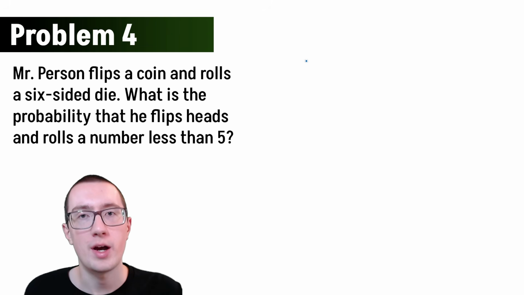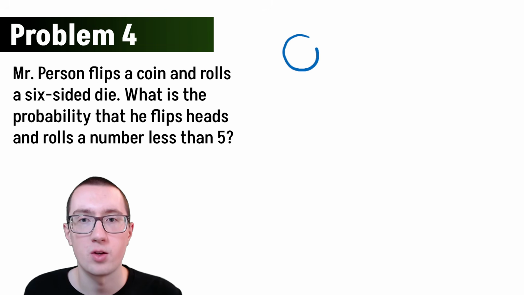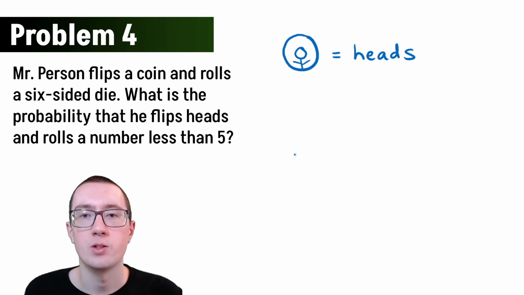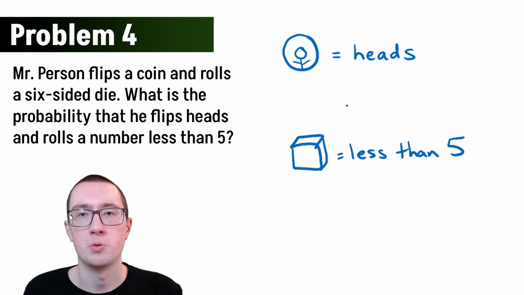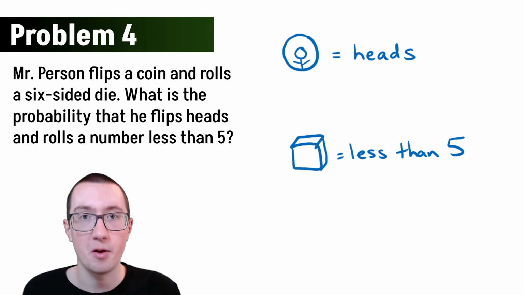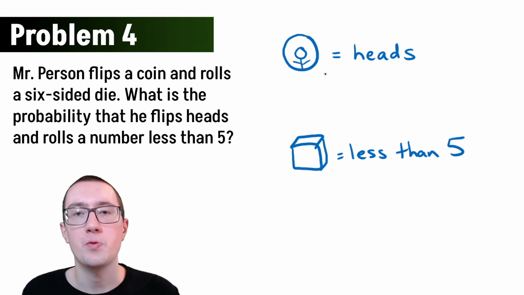So he's doing 2 actions, right? We need 2 things to happen. We need him to flip a coin, and this coin needs to land heads. And he's also rolling a die. And this die needs to land on a number that is less than 5. So let's figure out what the probability is of each of these things happening by themselves. And then we can combine them to figure out the probability of both of them happening at the same time. So first of all, what is the probability of a coin landing on heads?